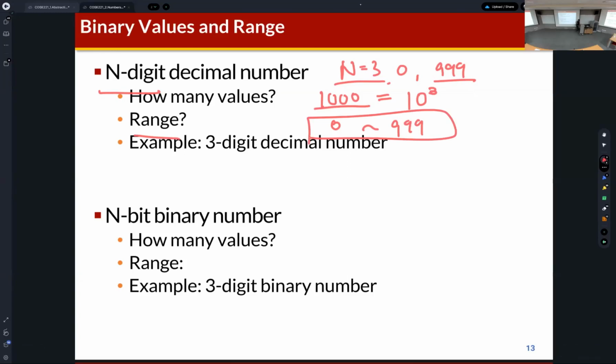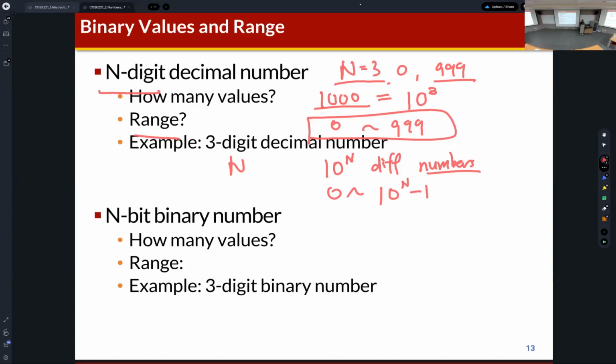Then we can find a rule. It's very simple. If we use n digits of decimal number, then we can represent 10 to the power of n different numbers. Okay, and then the range is 0 to 999, like this. So this actually means 10 to the power of n minus 1. Why do I explain this?